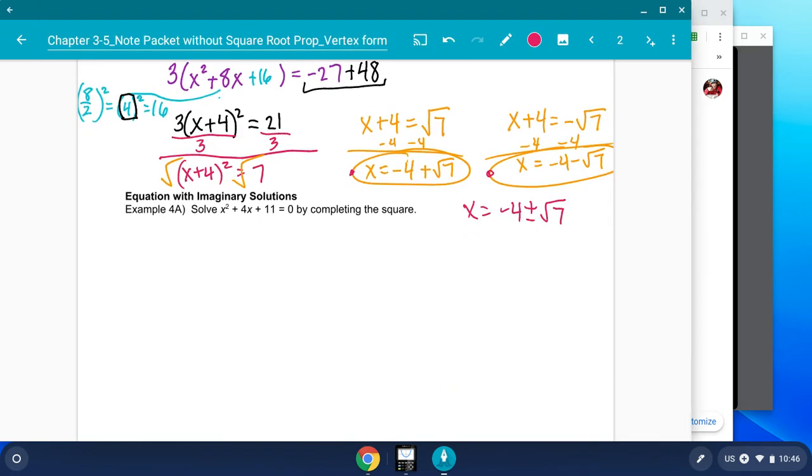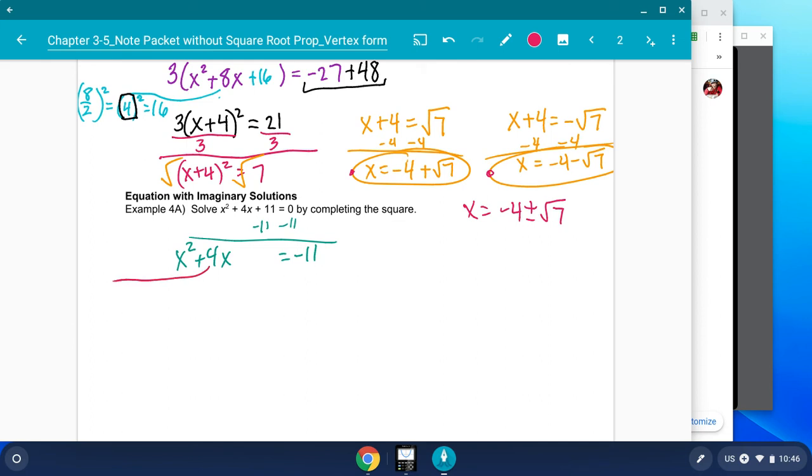All right, and then our last one is if we have an imaginary solution. So generally, when you're doing a test or doing homework, it's not going to tell you, hey, you're going to have imaginary solutions. This is just what you do, like if that happens. So you started off the same, minus 11. You get x squared plus 4x, leave a gap, equals negative 11.